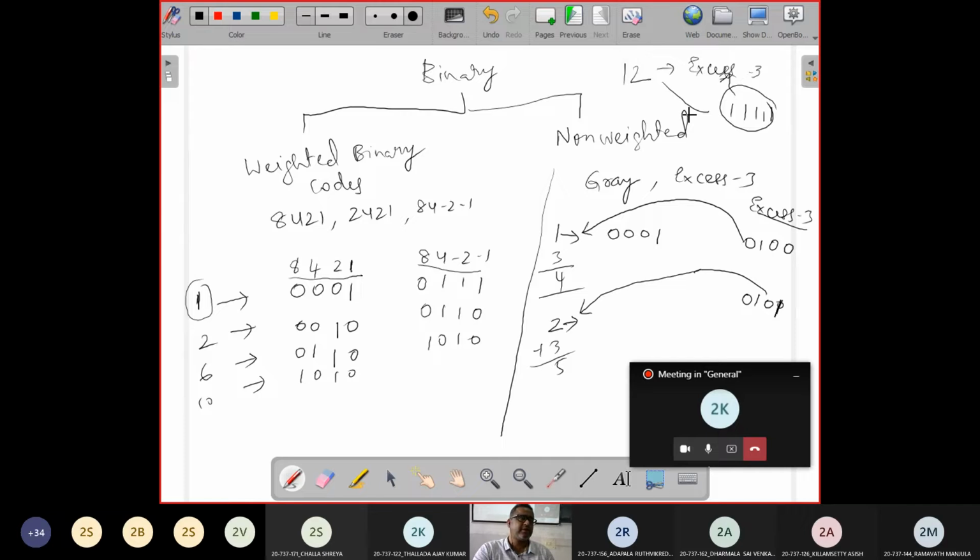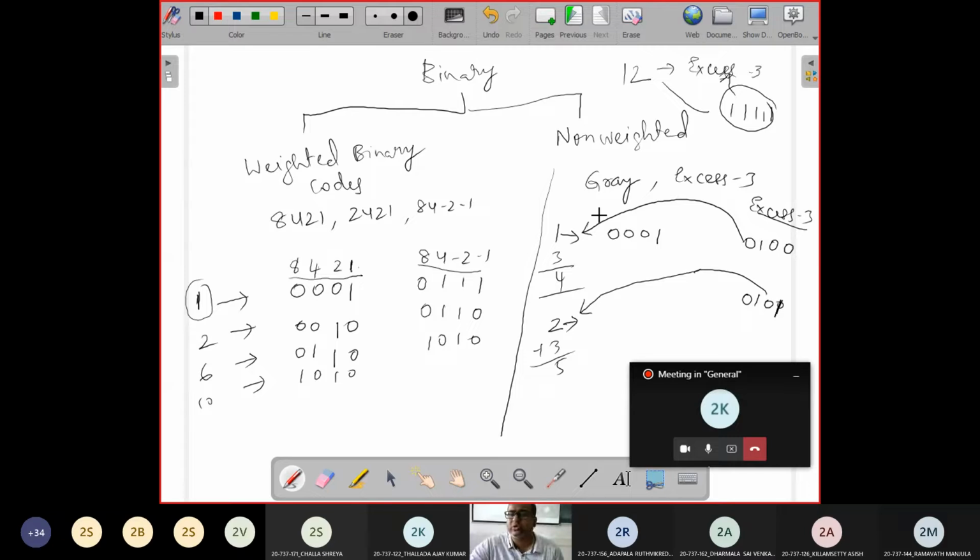Agree? Not agree? 12 plus 3 is 15, right? So how do you represent 15 in binary? In 8421 code, 8, 12, plus 2 is 14, 14 plus 1 is 15. Put all ones in these places. That becomes 15. Agree or not? So whenever you want to represent 12 in XS3 code, you should use the binary code of 4 ones. That is the XS3 representation of 12. Am I clear, guys? Any doubts here?